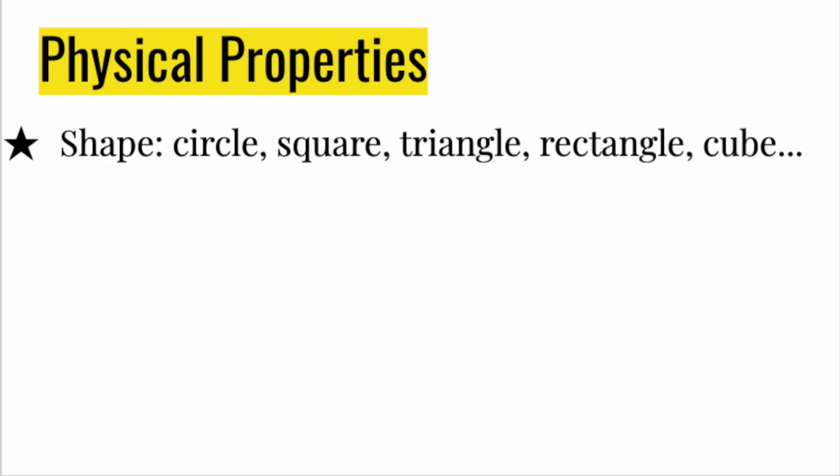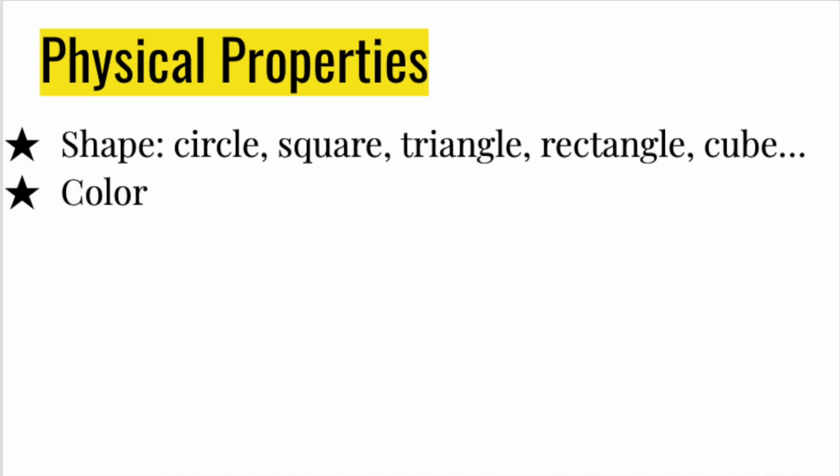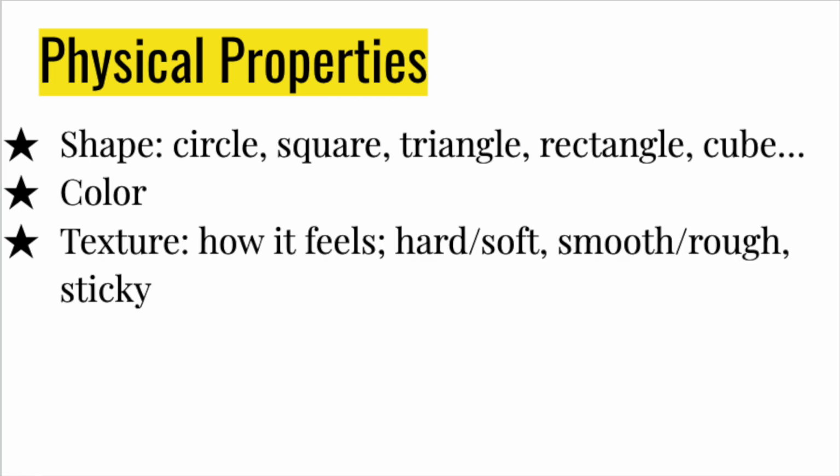The first physical property we talked about was shape. Perhaps it's a circle, a square, a triangle, a rectangle, or if it's 3D, a cube or a sphere. Then we talked about color. Now some objects have many colors, but others have one main one. Maybe it's easy to pick just one main color. Then we talked about texture, how it feels. Is it hard, soft, smooth, rough? Maybe it's sticky. How does it feel to you?